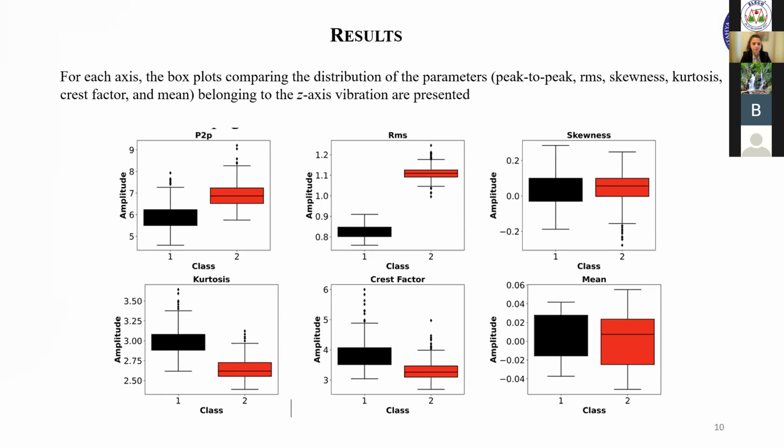Class 1 represents the healthy motor, while class 2 represents the eccentricity faulty motor. It can be seen from the box plots of the z-axis vibration signal that the peak-to-peak and RMS values of the eccentricity faulty motor are higher than those values of the healthy motor. The same analysis was also performed for the x-axis and y-axis vibration signals, but not presented graphically due to the limited number of pages.